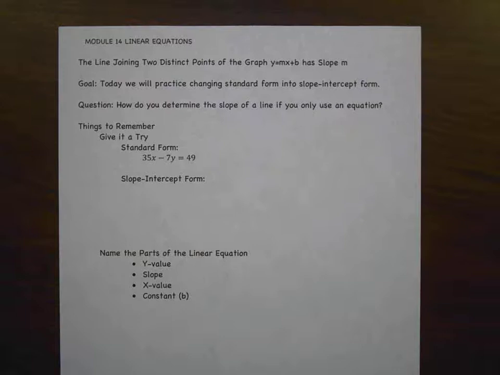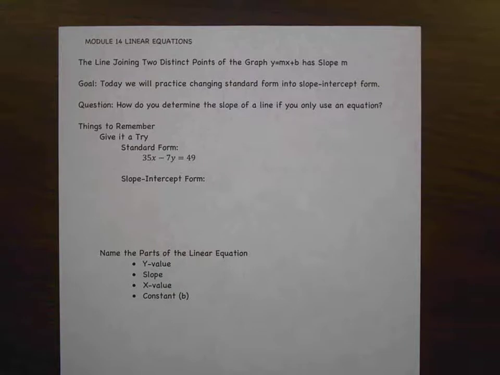This is lesson 17, and it is called the line joining two distinct points on the graph y equals mx plus b has slope m. The goal for today, we will practice changing standard form into slope-intercept form. The question that I want you to think about during this lesson is, how do you determine the slope of a line if you only use an equation?